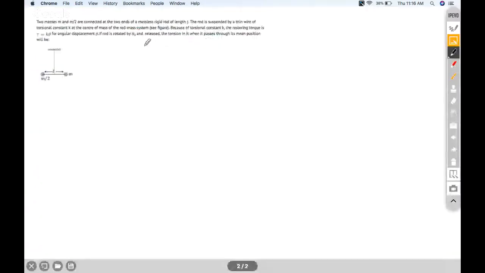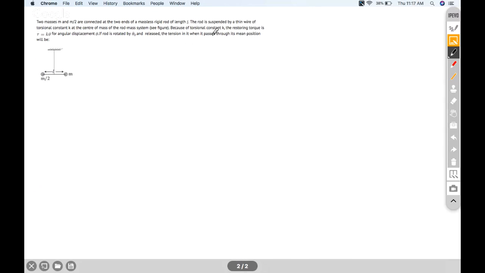I'm live again. This is a doubt which was asked by one of our NPS Yashwantpur students. This is again the JEE Mains January 9th paper. You can read the question. We have two masses, m and m by 2, that are connected at the two ends of a massless rigid rod of length L. You can see the figure and understand what is going on.